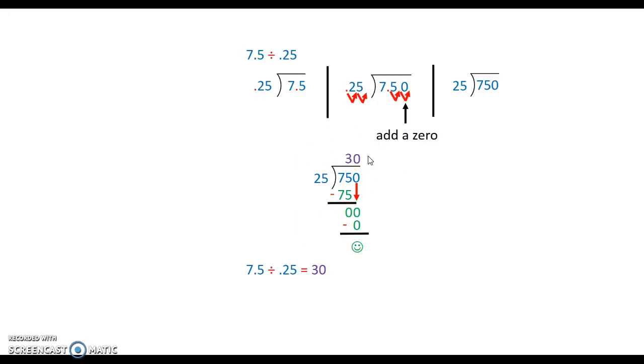Always remember what division means and think about what your answers are. So this problem basically means how many 0.25s are there in 7.5? In other words, if you have $7.50, how many quarters are in $7.50? Well, if you add it all up and do the math, there are 30. So think about it. When you get your answer, does this answer make sense?